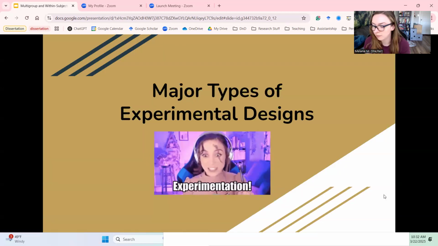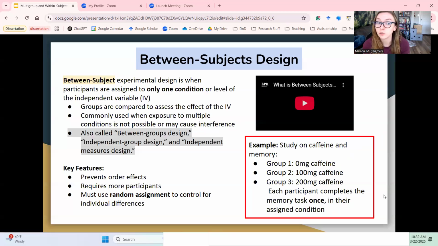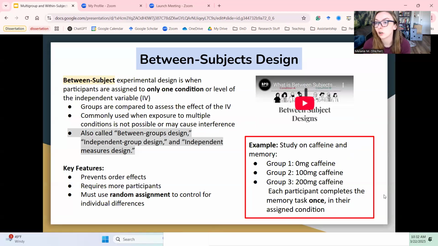Okay, so building on two major types of experimental design. Last week, we talked about two-group design, and now we're going to talk about different multiple level group designs, multi-group designs. So first we have between subject multi-group designs.